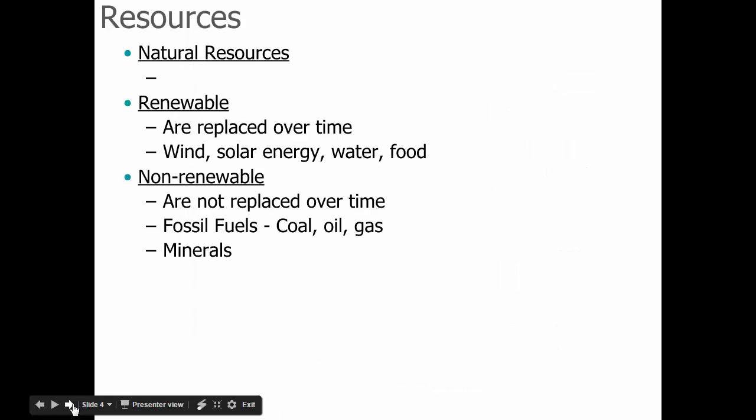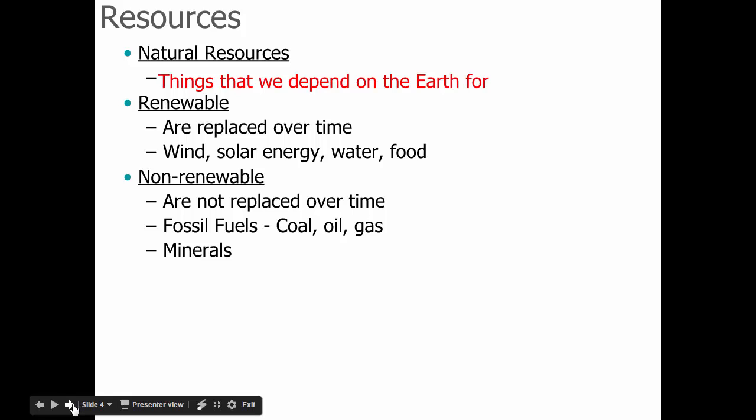And like I said, all those people need resources. They need certain things, and they also want lots of stuff. So those things that we take from the earth, we call natural resources. And we split them into categories, renewable versus non-renewable. Renewable resources are things that don't get used up, that return even once they are used. Things like the wind, the sun, water, food. These replenish themselves over time.